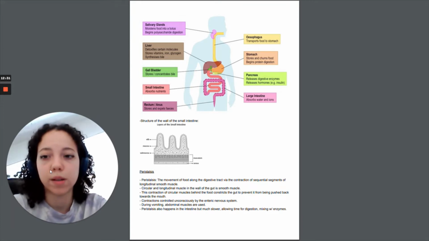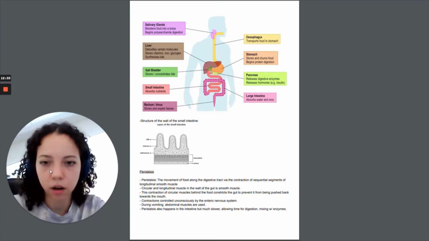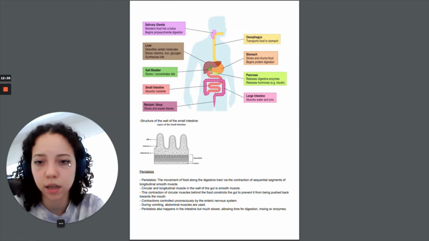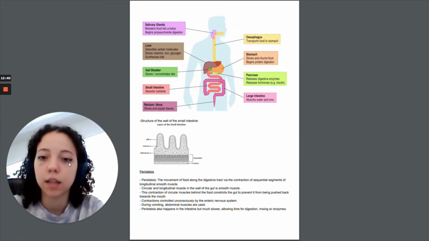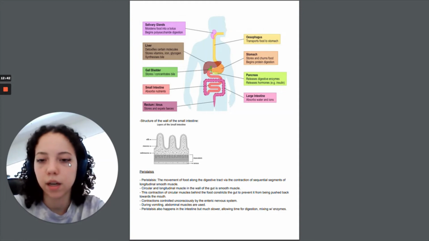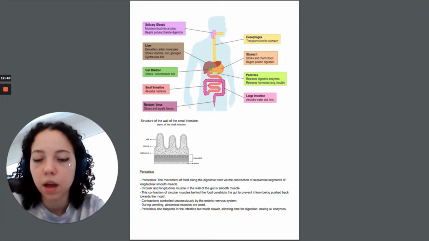We have two types of muscle tissue within the muscularis: the longitudinal muscle, which you can see next to the serosa, which is used for peristalsis, and the circular muscle, which is used to contract so the food cannot be pushed back towards the mouth.